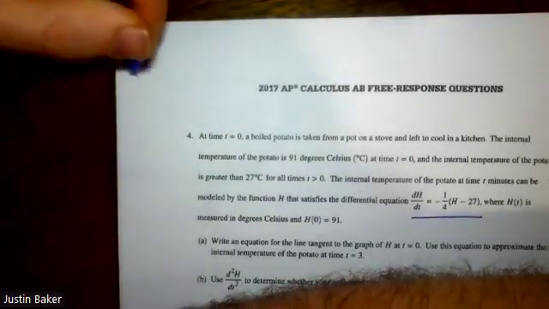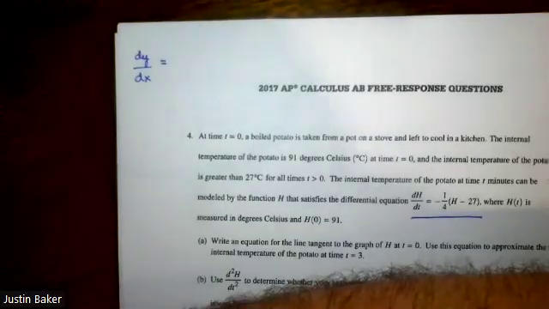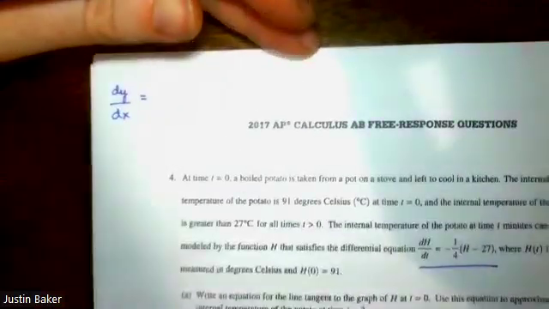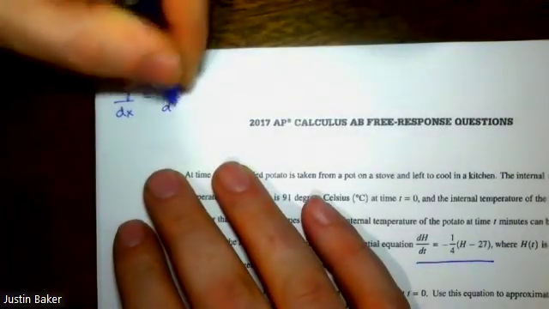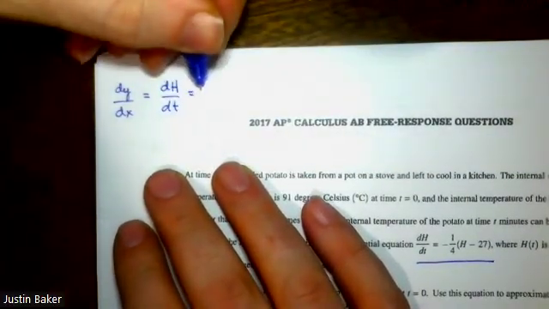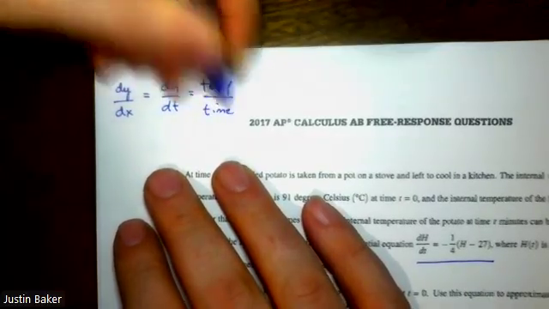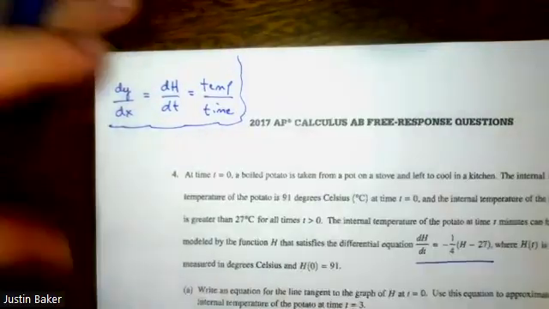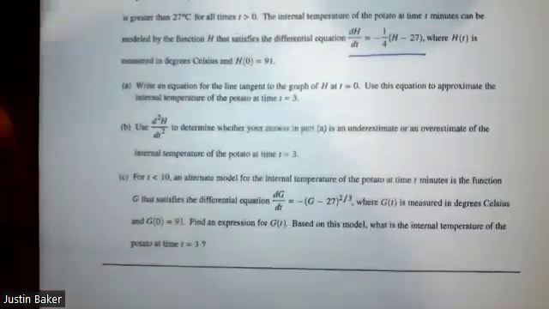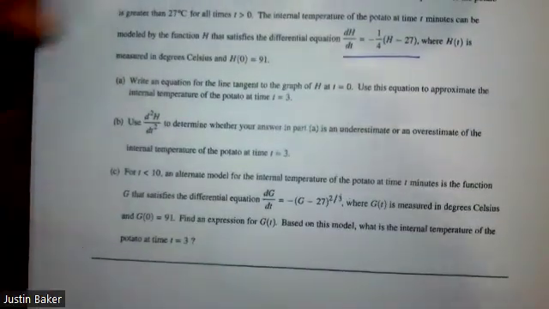We're used to seeing dy/dx. In this case, this is going to be equal to dH/dt, where H is going to stand for the temperature and T is going to stand for the time. So the first thing you should be doing is making a key so you can see what stands for what.